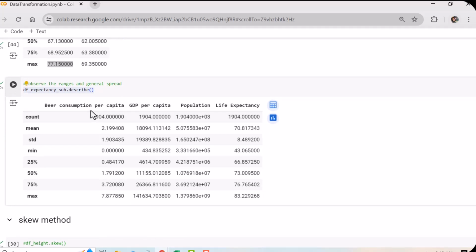If we look at these columns over here and compare the mean of these, we see that the mean of beer consumption per capita, GDP and population is more than the median, which is the 50% of data. So that indicates that it is positively skewed data. Again, if we look at life expectancy, we will see that the mean is less than the median and it indicates negatively skewed data.